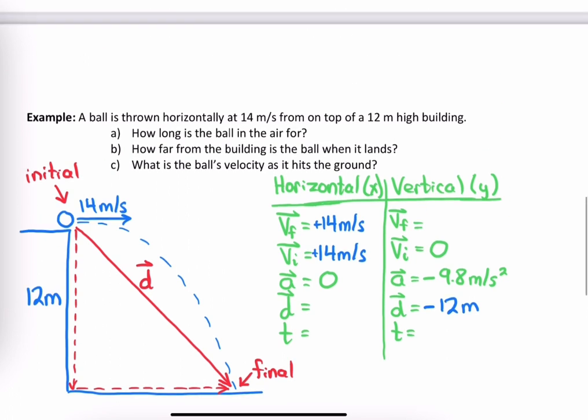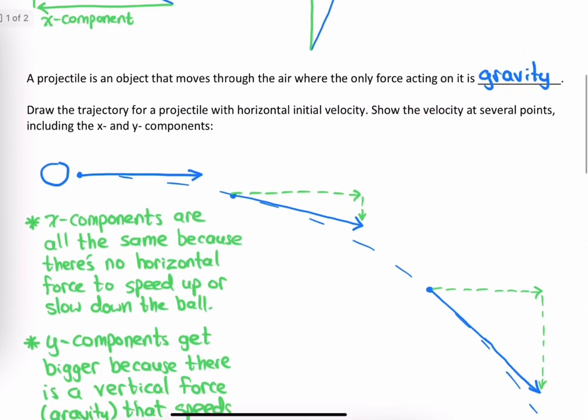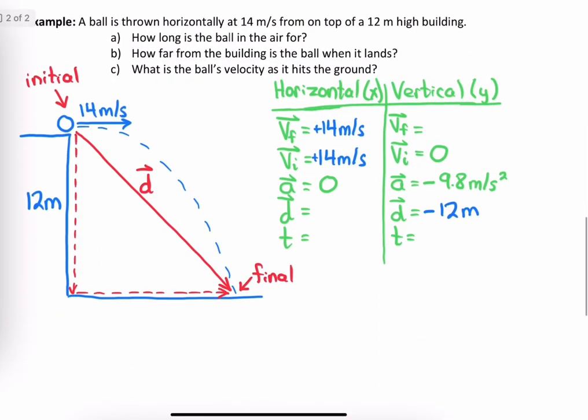And that jives with what we were saying on this previous page, right? If this was 14 meters per second, then this would be 14 meters per second, and this would be 14 meters per second. The x component always stays the same. It starts at 14 meters per second, and it ends at 14 meters per second because it's not speeding up or slowing down.